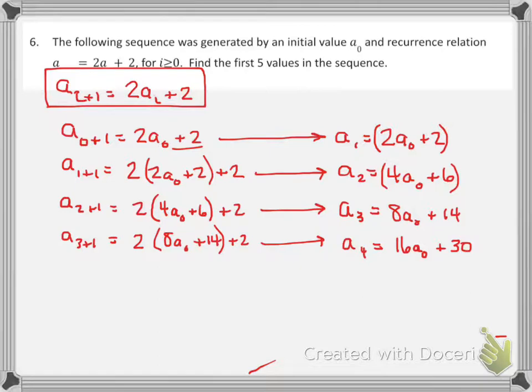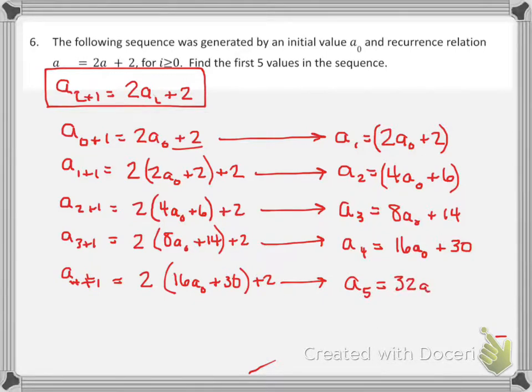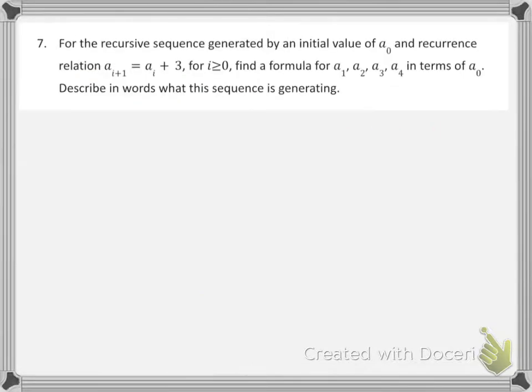And then we just need one more. A sub 4 plus 1 is equal to 2 times whatever I ended with last time, which was 16a sub 0 plus 30. And then don't forget to add 2. And then we simplify it, and we get a sub 4 plus 1 is a sub 5 is equal to 16 times 2 is 32a sub 0. And then 2 times 30 is 60 plus another 2 is 62. And that's the formula for round 5. There we go, number 6.